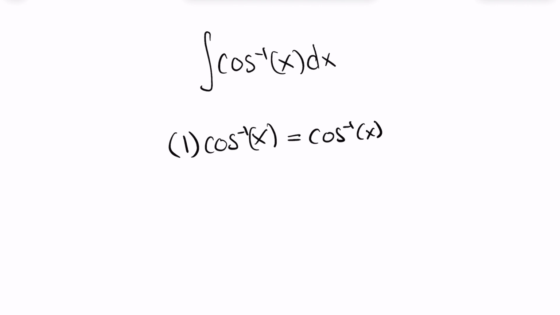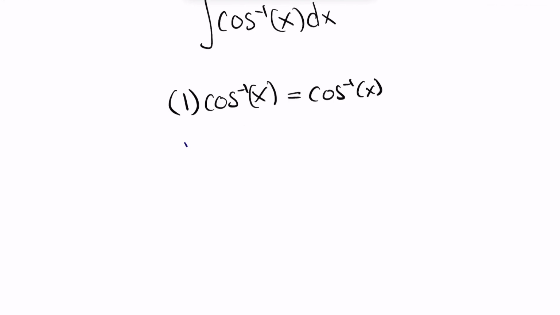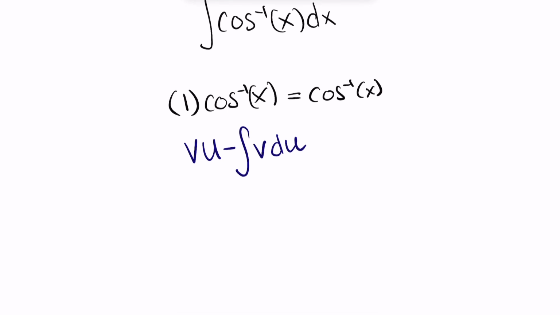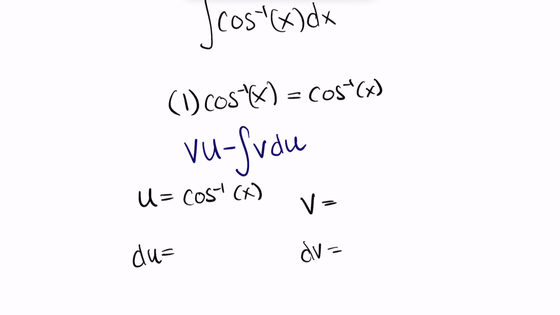Let's go ahead and label the different components. The integration by parts is uv minus the integration of v du. So let's label components. So we have u, du, then we have v, and then we have dv. So we're going to put our arccosine as u and 1 as dv. So v is equal to the integration of 1 dx, which is just x.